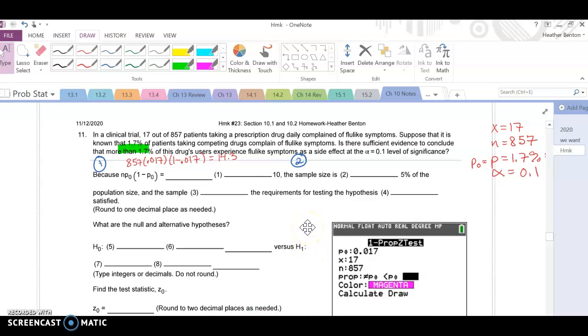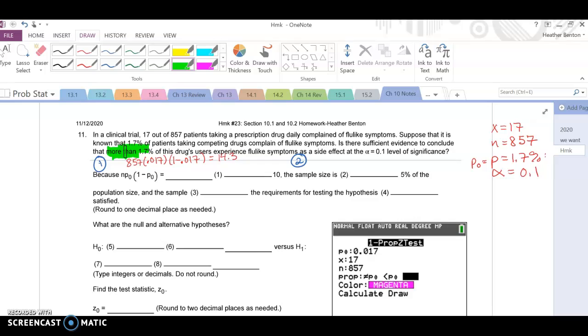Okay, this is problem number 11 on the section 10.1 and 10.2 homework. It says, in a clinical trial, 17 out of 857 patients taking a prescription drug daily complained of flu-like symptoms. Suppose that it is known that 1.7% of patients taking competing drugs complain of the flu-like symptoms. Is there sufficient evidence to conclude that more than 1.7% of this drug's users experience flu-like symptoms as a side effect at the alpha equals 0.1 significance level?